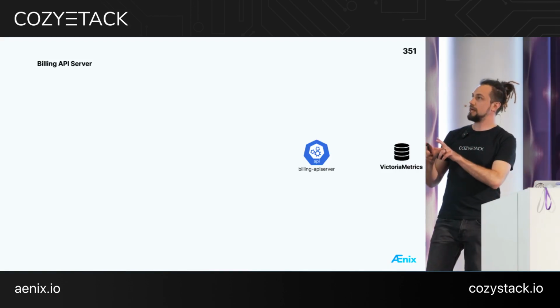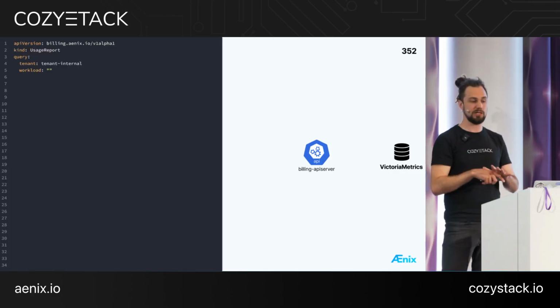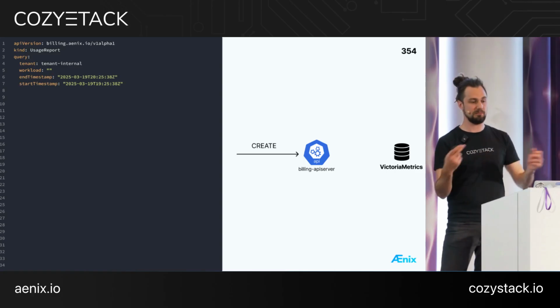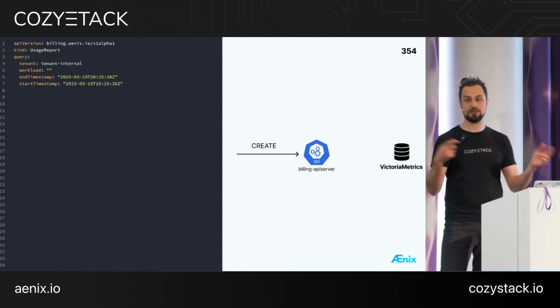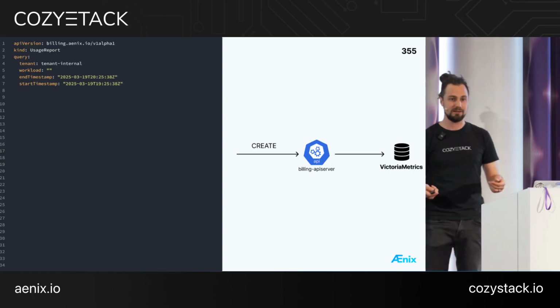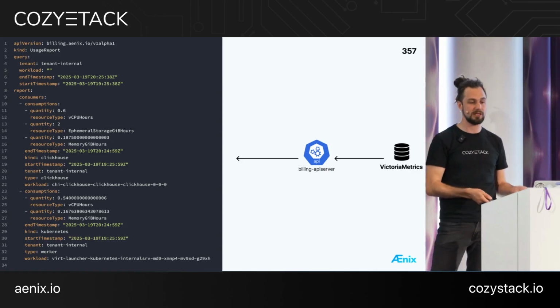And how can a user work with this billing API? Anytime they want to get information about some usage period, they can create a usage report. They can even specify a start timestamp and an end timestamp and send this resource to Kubernetes. It will automatically go to VictoriaMetrics, then come back to the user with the information about resource consumption. For example, you have CPU hours, storage, ephemeral storage, and memory gigabytes. And this report is split by workload kind and type.